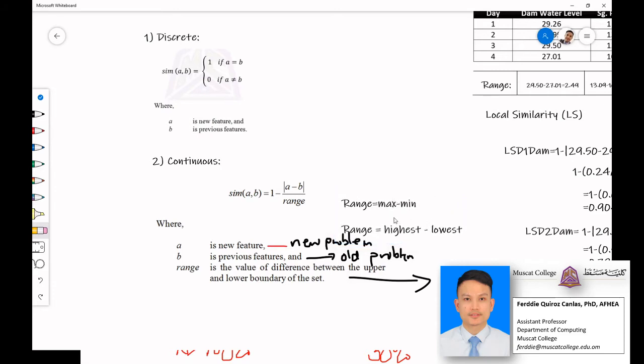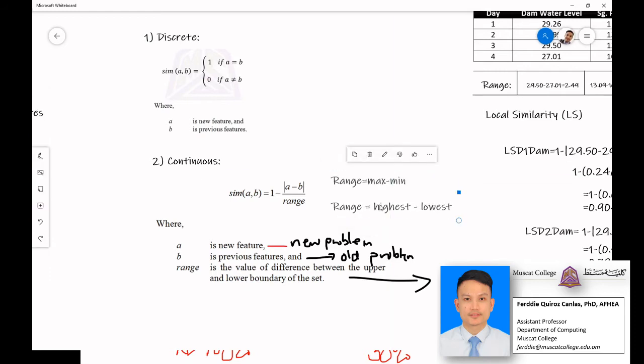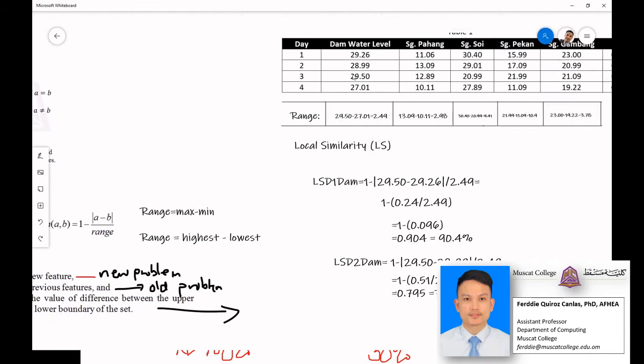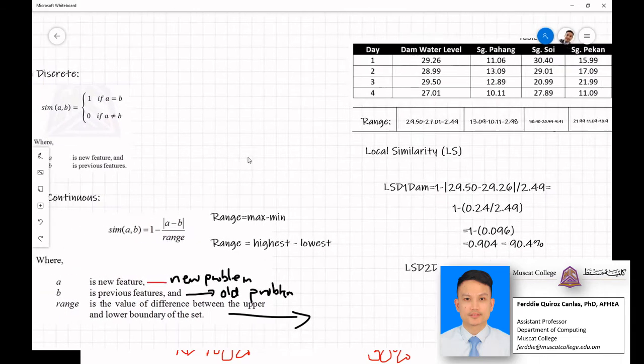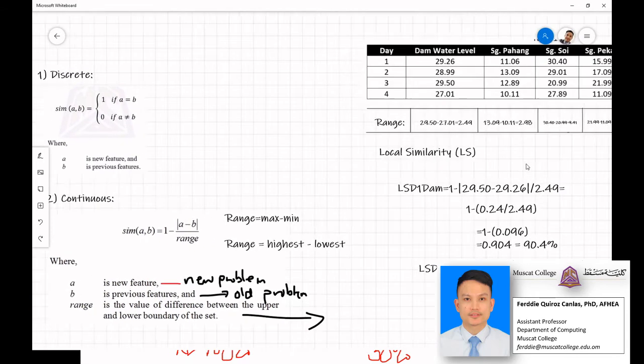So which range are we going to look for? For each attribute you calculate the range, highest minus the lowest. That's why you see the range we calculated yesterday: 29 minus 27, 29 minus 27, and 13 minus 10.11. This is how you calculate the range, because we require the range for the continuous value here.